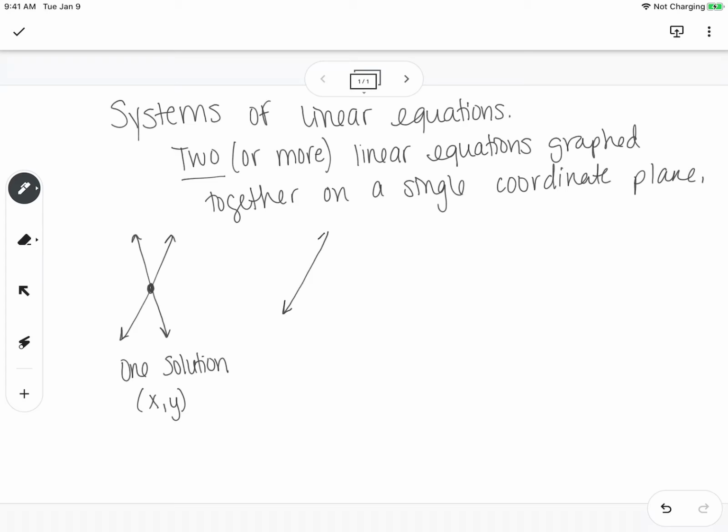You have parallel lines, and they never intersect, so this has no solution. And of course that can be represented with a 0 and a line through it. Then you have what appears to be one line, but there's really two equations there, and the equations are identical, and so it makes it look like there's one line, but they're actually graphed on top of one another, which means they intersect everywhere. So that's infinitely many solutions.